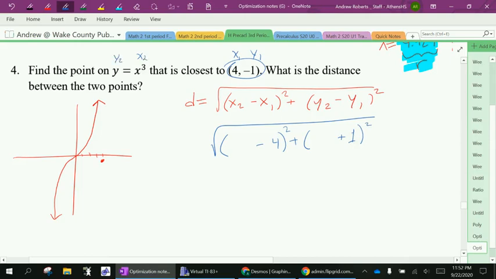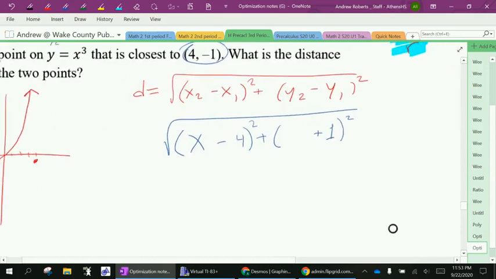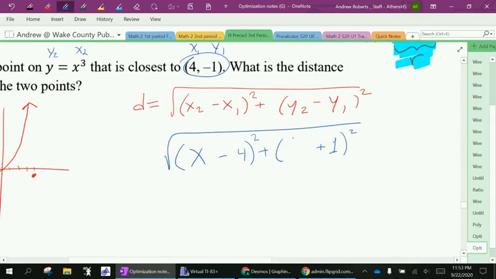Actually, the x2 is just x. That's just an x value. But the y value is what I find interesting. This would be y, but we know what y is equal to. y equals x cubed. So I'm going to take that y out of there and replace it with x cubed. And so that's my distance, and I want to minimize it.